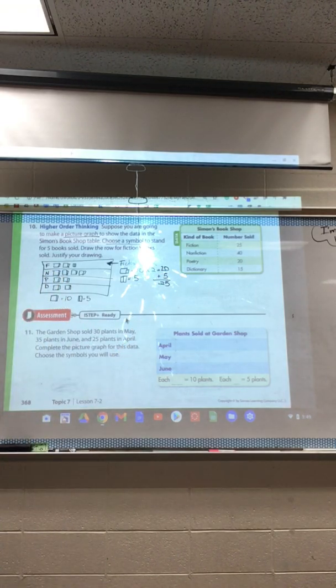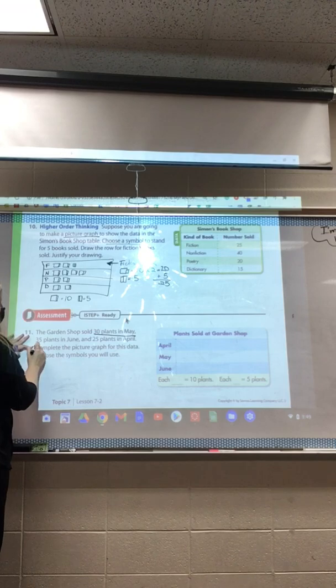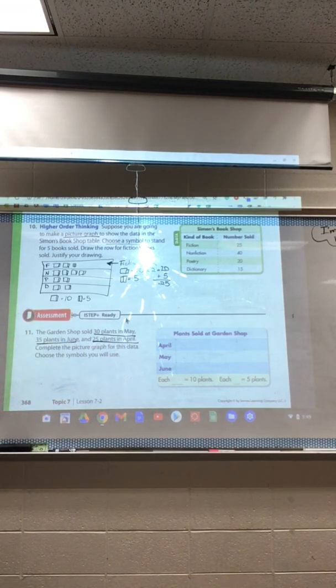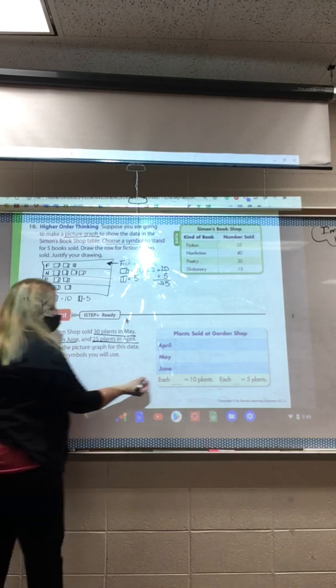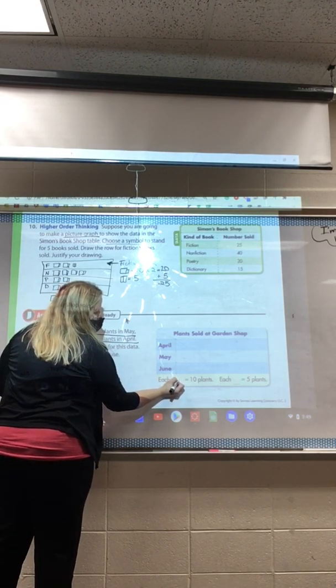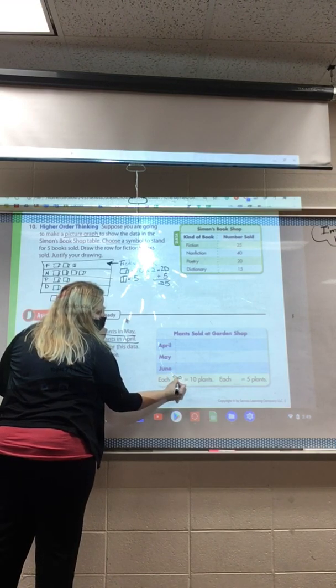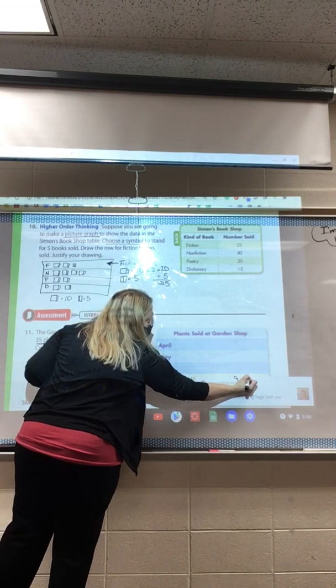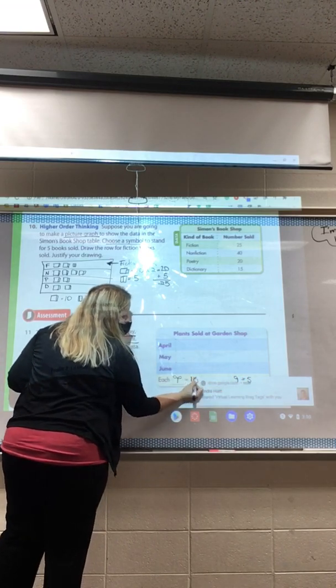Okay. The garden shop sold 30 plants in May, 35 plants in June, 25 plants in April. Complete the picture graph for this data. Choose a symbol you wish. Okay. So I'm going to make a 2-leaf plant equal 10, and a 1-leaf plant equal 5. Okay?